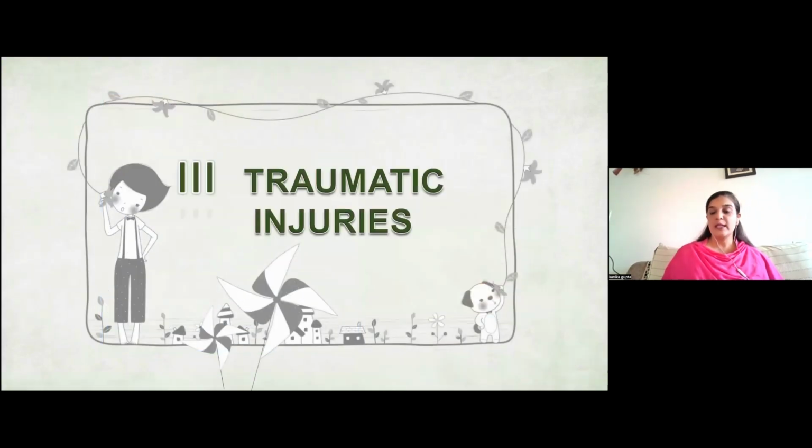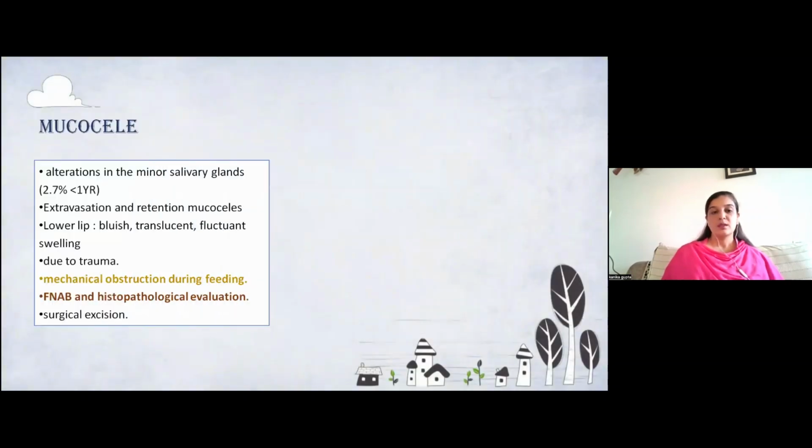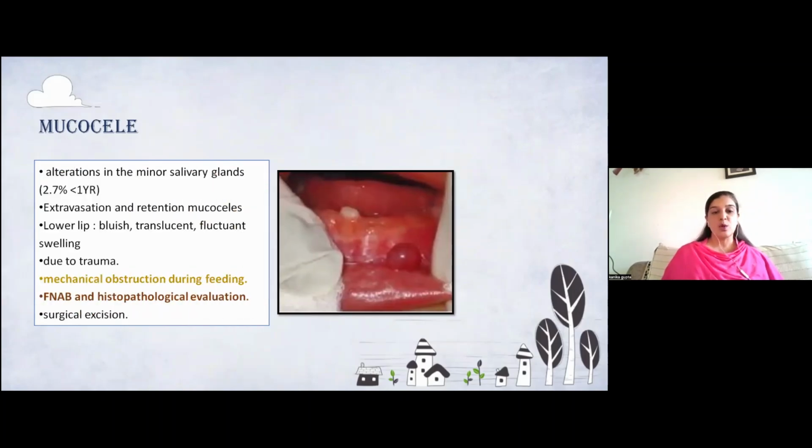The next type of lesions that happen in neonates are the traumatic lesions. One of the commonly seen traumatic lesions is the mucocele. What is a mucocele? It is an alteration of the minor salivary glands as they are full flown in the mouth. It happens in 2.7% of neonates less than 1 year of age. It could be an extravasation or a retention mucocele.